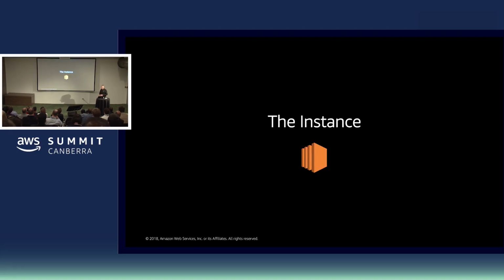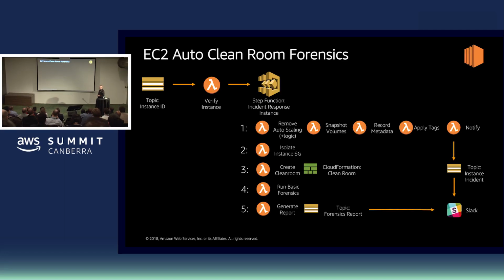Okay. So next up is how we're going to automate the isolation, and what I'd like to call a clean room, of an EC2 instance that's part of an auto-scaling group. It's in a web or application fleet. How we're going to isolate it, snapshot the volumes, and run some basic investigation. So you've got to bear with me here. There's a bit to it.